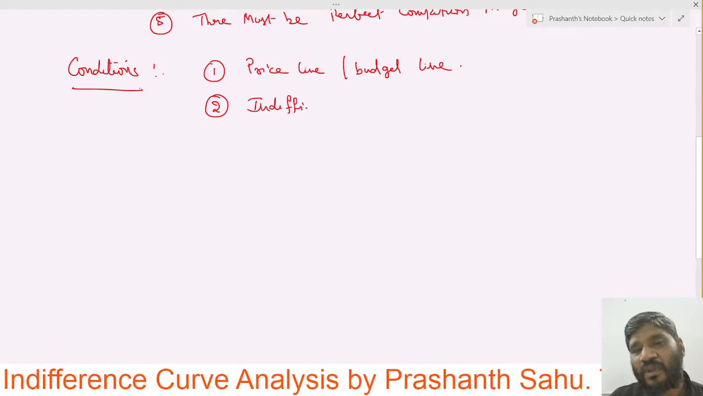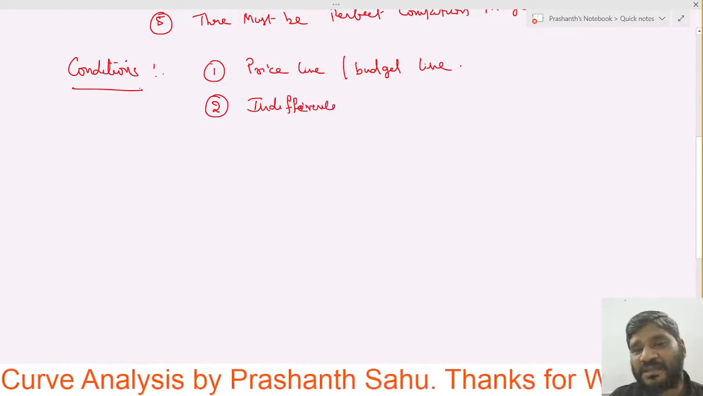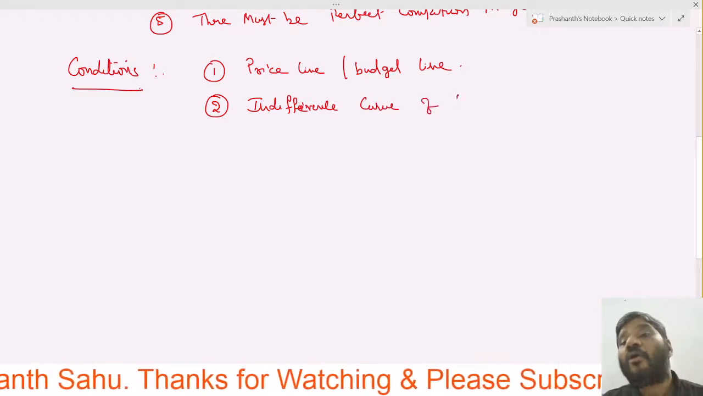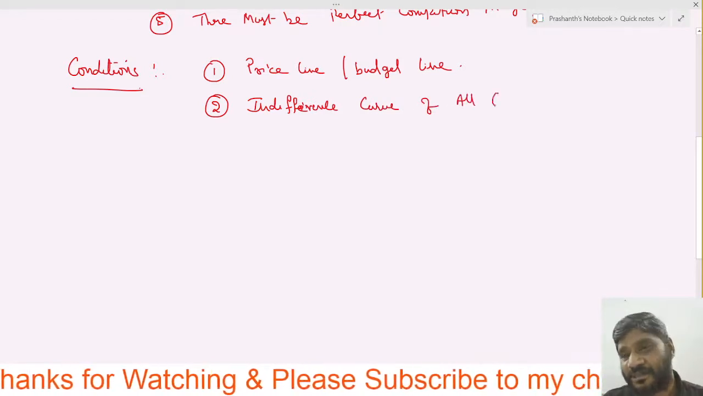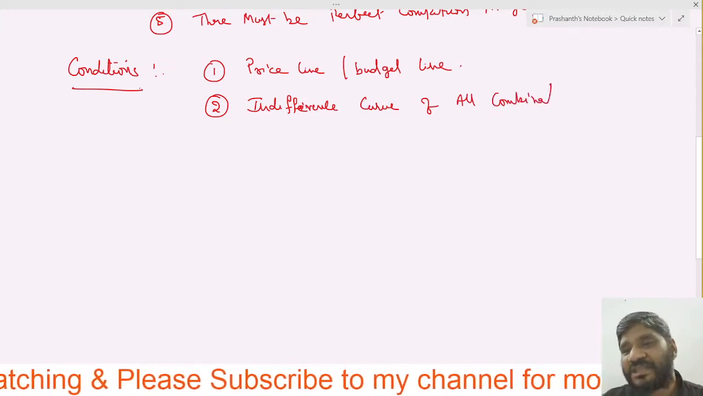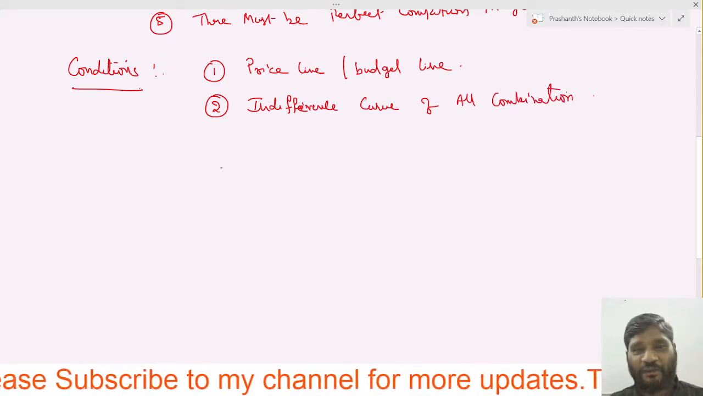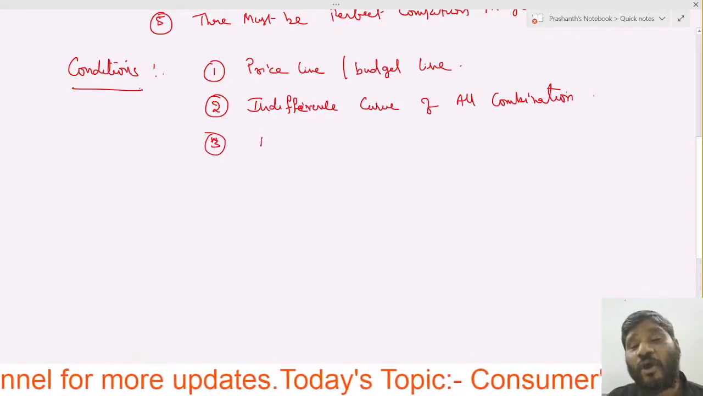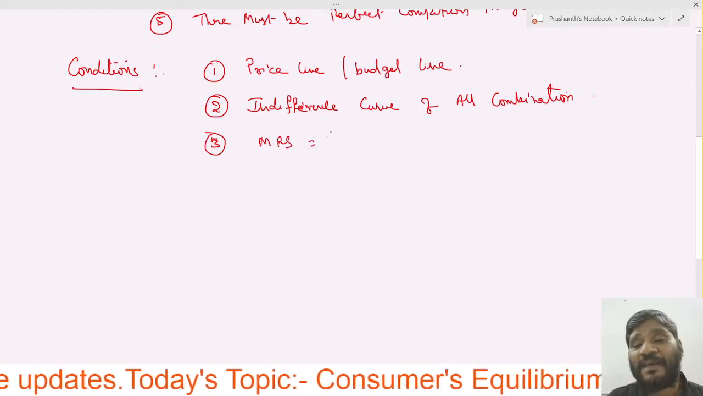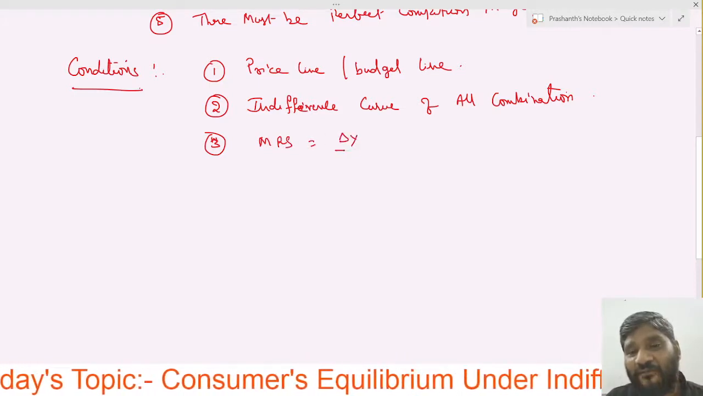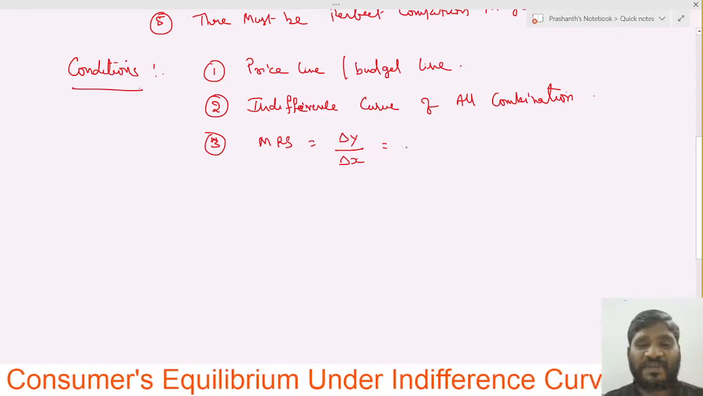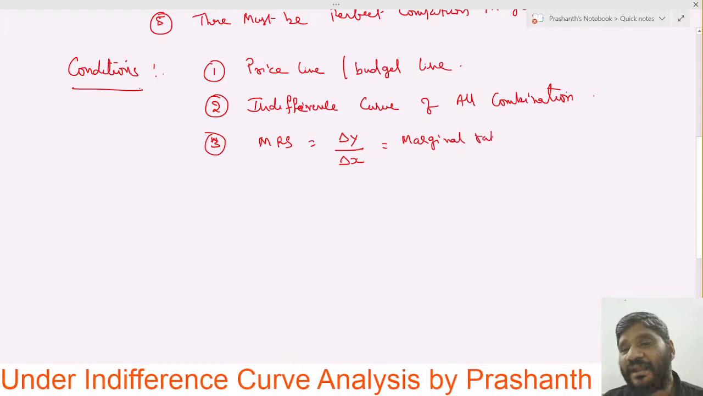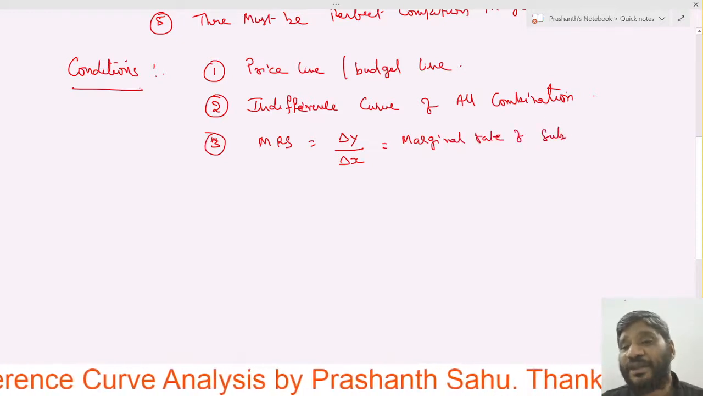Next, number 2, we require the indifference curves of all combinations. Compulsory, we used to require that. And next, number 3, we have to follow the MRS, that is delta y by delta x. In the previous lesson we have discussed that it is nothing but the marginal rate of substitution.